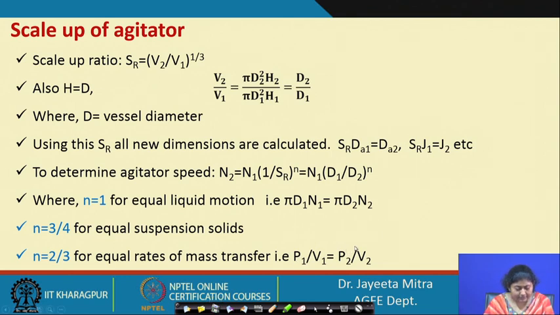So, in this case while scaling up, SR is V2 by V1. That means only the ratio of the volume of the second one divided by the first one, which is eventually the ratio of D2 by D1. Therefore, we have used V2 by V1 as nothing but D2 by D1. So, SR will be (D2 by D1) to the power 1 by 3, and with that we can upscale this case based on these 3 parameters, where n equals 1 for equal liquid motion, n equals 3 by 4 for equal suspension of the solid, and n equals 2 by 3 for equal rate of mass transfer.